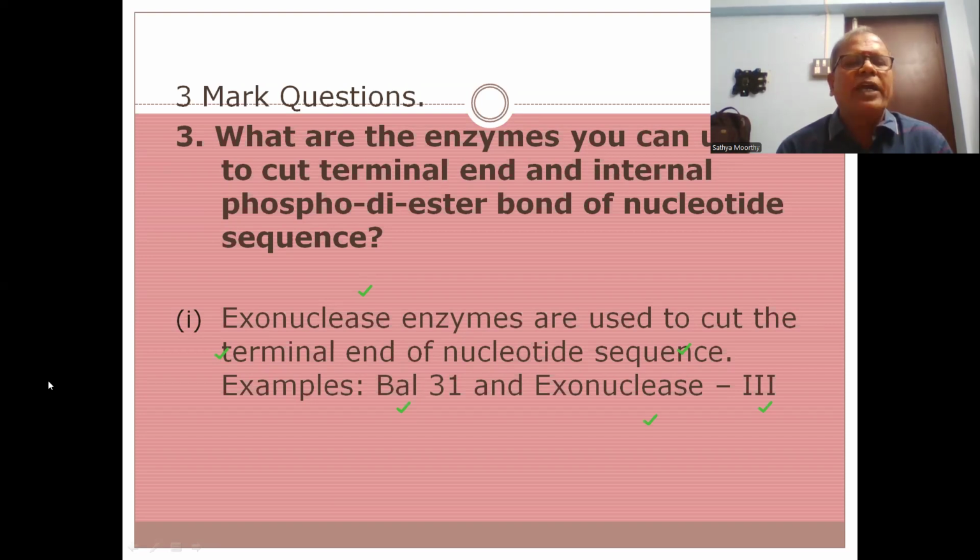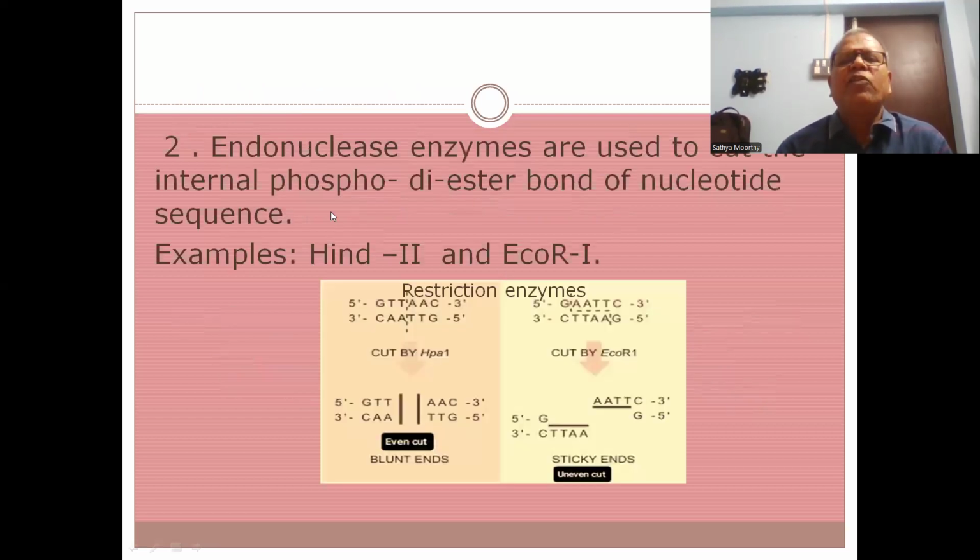Then we go to the endonucleases, the next page, wait for a while. Then the endonucleases. See here, endonucleases. Endonuclease enzymes are used to cut the internal phosphodiester bond of the nucleotide sequence. HindIII and EcoRI are the best examples.